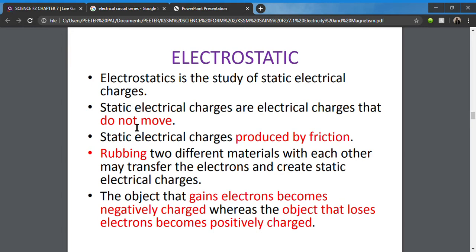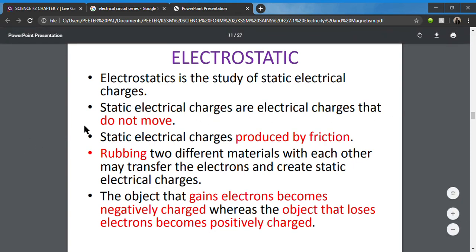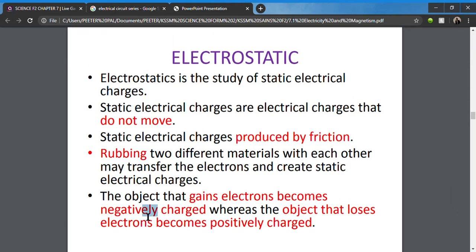If you see the notes here, static electrical charges are electrical charges that do not move. They can be produced by friction, rubbing, and also induction. And then we have two basic ideas. When objects gain electrons, they become negatively charged, and when objects lose their electrons, they become positively charged.